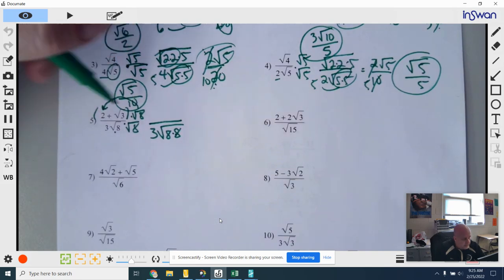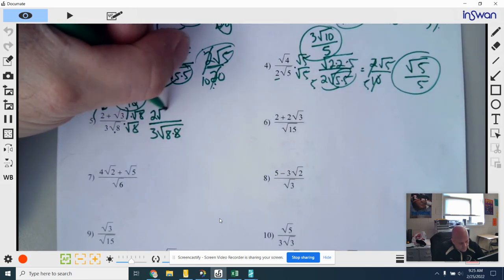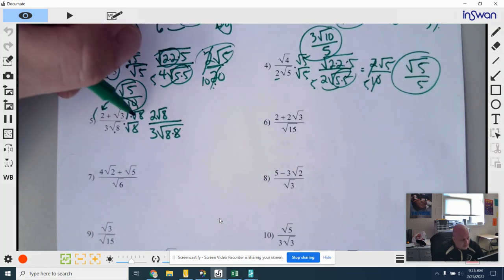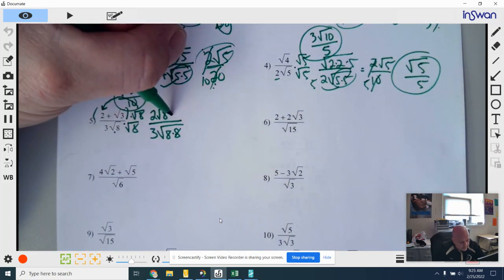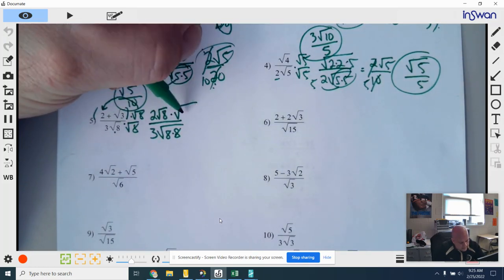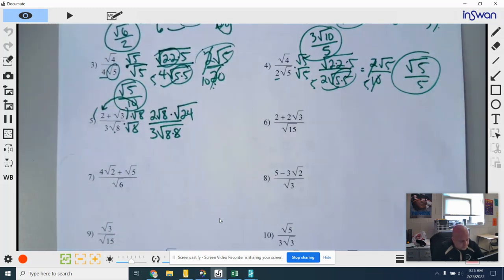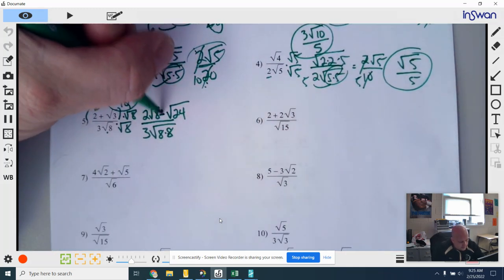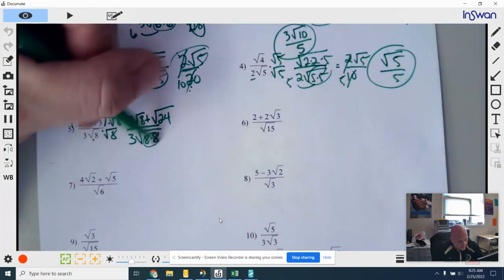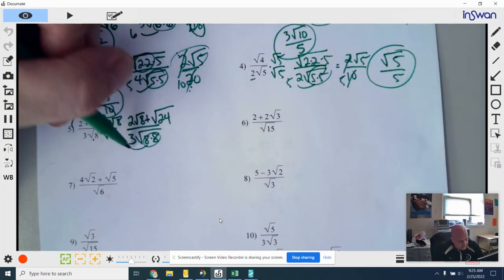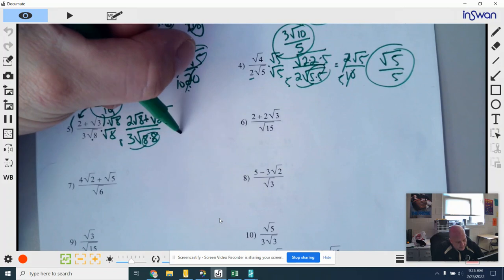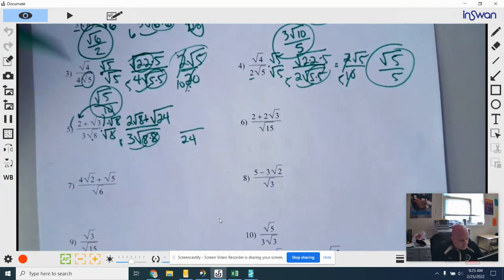So root 8 times 2 gives you 2 root 8. And then root 8 times a root 3, that's technically a root 24. And that's a plus sign in the middle there. Okay, so simplify. So out comes an 8. And 8 times the 3 gives us the 24 on the bottom.